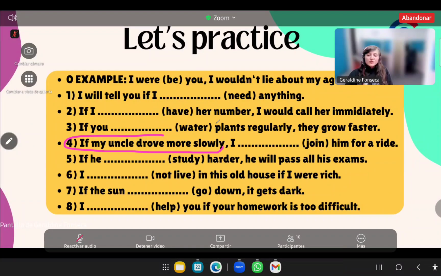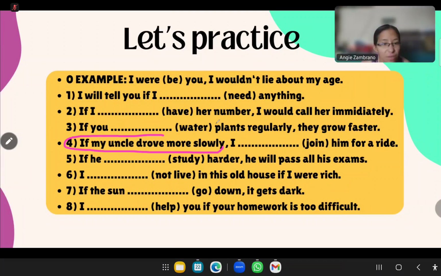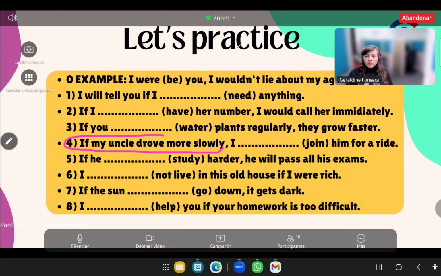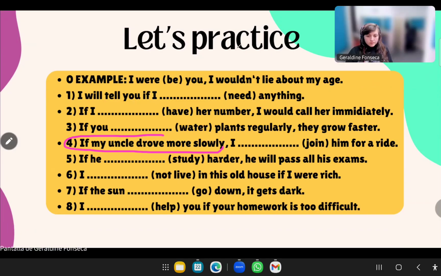Angie, number 5. If he studies harder, he will pass all his exams. Great. Carolina, number 6. Do you remember what is the contraction of would not? Wouldn't. Yeah. But it's correct. I mean, would not, wouldn't. Both are correct. Exactly. That's it. Paula, number 7.